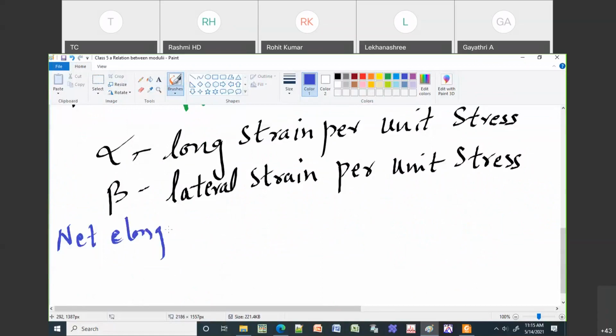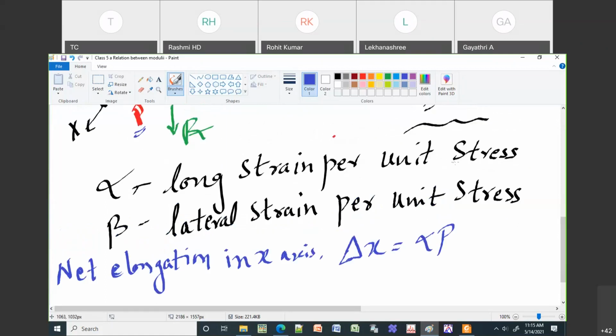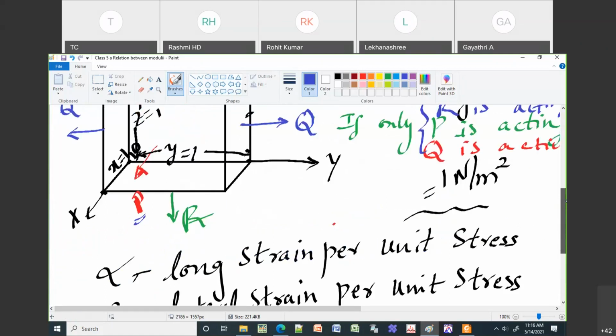Okay, or you can take the change in x-axis. If I take the x-axis, let me call it delta x. So delta x is the elongation in the x-axis, then it will be alpha times P, alpha because it is longitudinal strain per unit stress, into your pressure. Okay, so whatever pressure you are applying in the x direction.